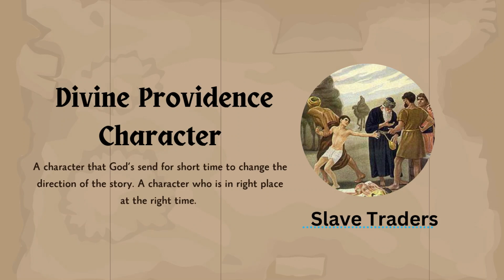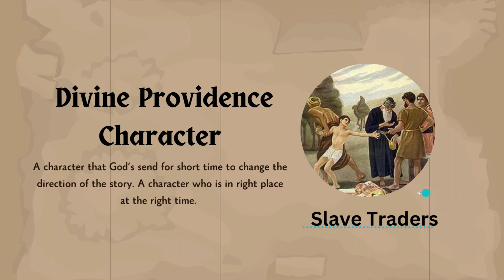Here, the divine providence character. Oh my God, this is a big one. This happens in the Bible many times. And the best one in this story is the slave traders, a character that God sent for a short time to change the direction of the story, a character who's in the right place at the right time. If we remember the story of Joseph, his brothers beat him up and threw him in a well, and his brothers didn't know what to do with him. Some wanted to kill him, but they were afraid that he would run to Jacob and tell him what they did.